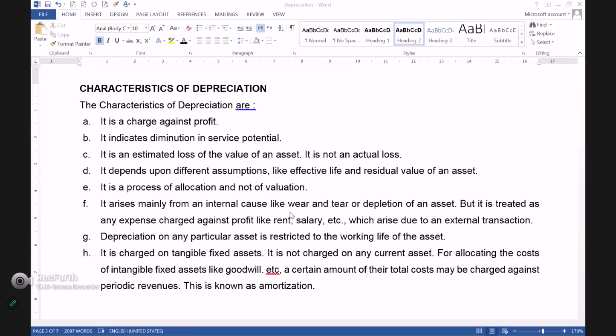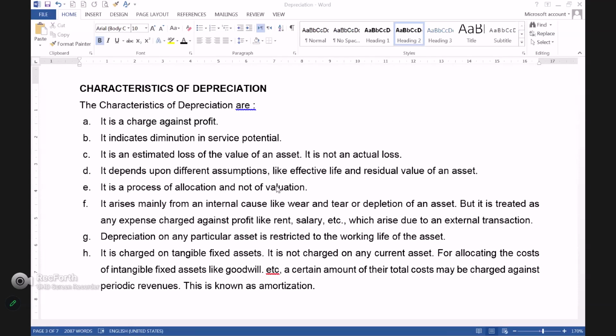It depends upon the different assumptions. Sometimes some assumptions are taken, like useful life and residual value. Depreciation is a process of allocation, not valuation.